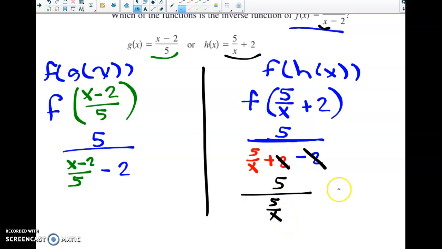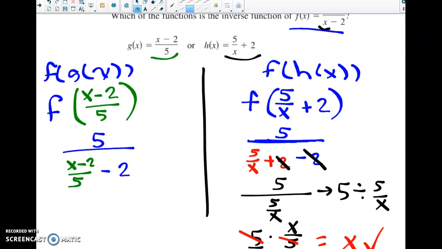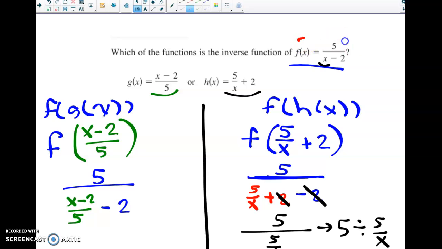When I just said that out loud, that is the same thing as 5 divided by 5 over x. When you divide by a fraction, you multiply by the reciprocal. So that turns into 5 times x over 5, which then means this is over 1. Our 5's can cancel, and you are left with x over 1, which is x. So back to the original, f of x and h of x are inverses.